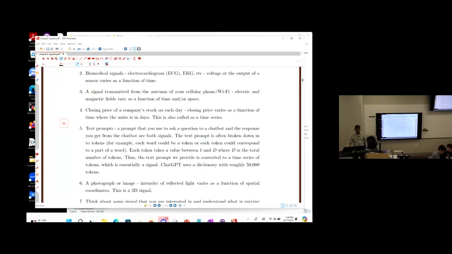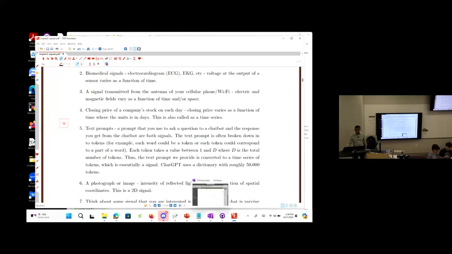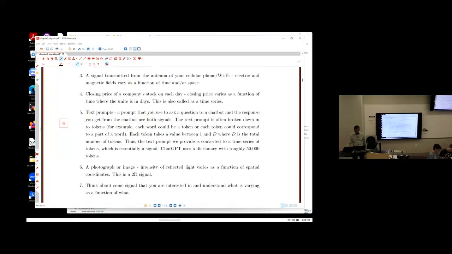And here is something else which you might not think of as a signal, but indeed it's a signal. Think about how you're using ChatGPT. So you type some question to ChatGPT, right? And then you get some response from ChatGPT. But what actually happens when you type some text to ChatGPT is that this text is first parsed into small units of words. The whole text gets parsed into little units. They're called tokens.